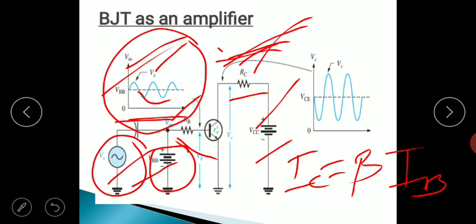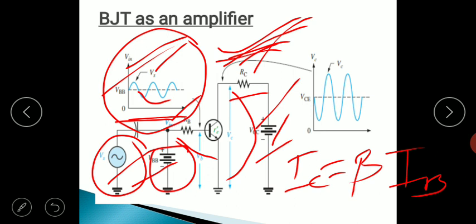So when we take the output across RC, it will be in phase with the input, but normally we take the output between collector and emitter, and when you take the output between collector and emitter, if you apply KVL at the output, it can be shown that this output equation, that is VCE, equals this supply voltage VCC minus IC into RC.